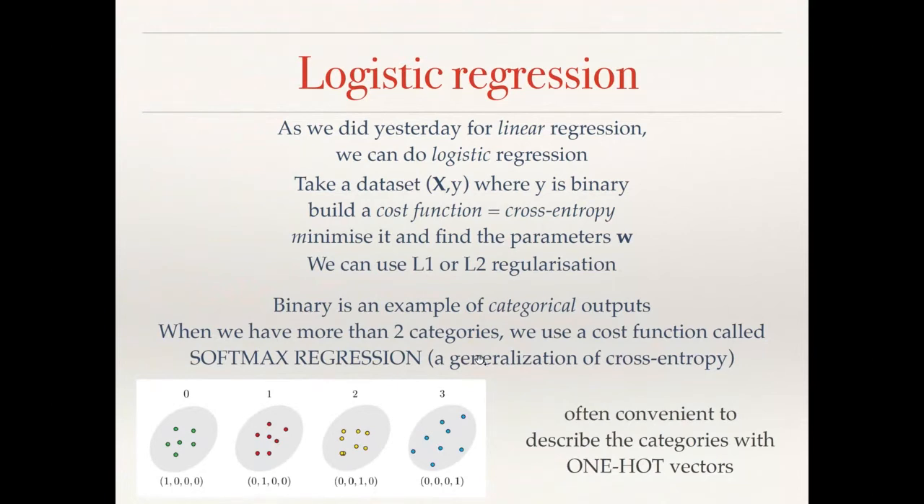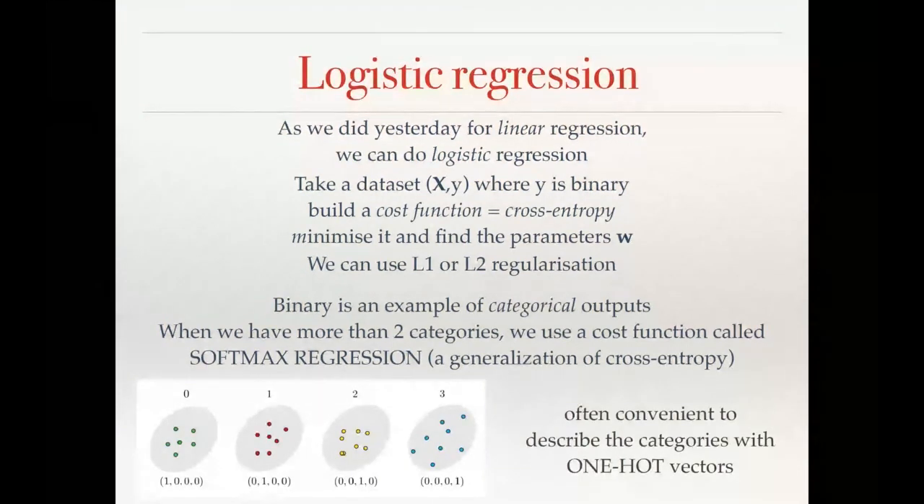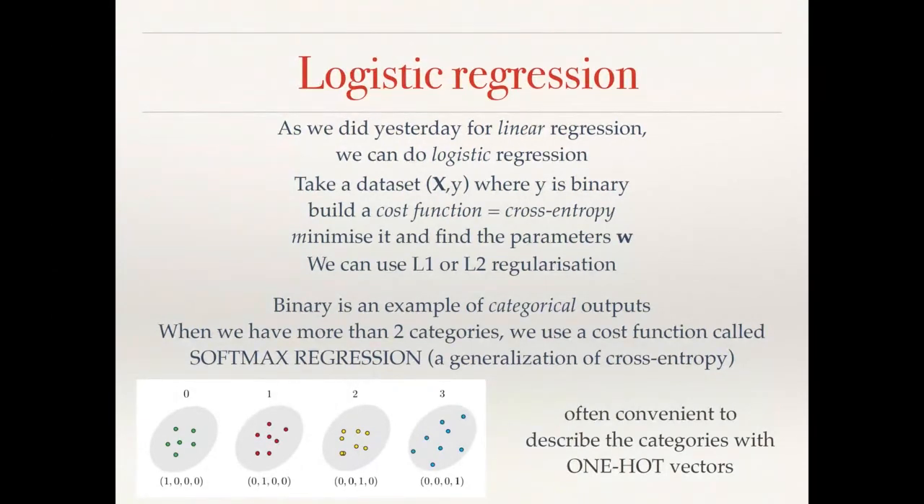Okay, so when we have more than 2 categories, all this discussion about using our intuition of probability can be generalized, and it gives a new type of cost function that, instead of being called the cross entropy, is called the softmax regression, but it's very, very similar. So this is just to say that one can do classification problems with more than 2 categories, obviously, and there are a couple of things that you need to take into account.